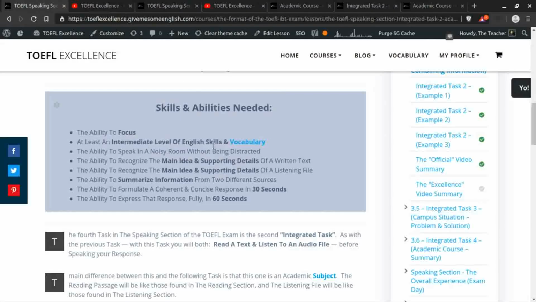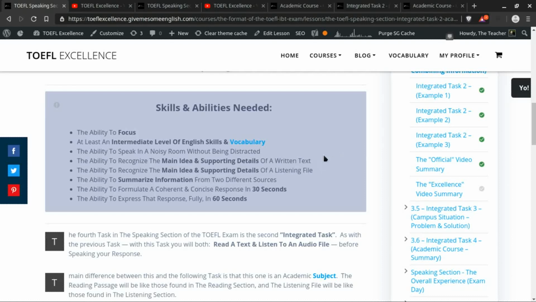You need to have that intermediate level of English skills and vocabulary so that you can comprehend the directions in the exam. And really, if you don't have this, then you not only won't be able to pass the TOEFL exam, but you won't be able to function in an English-speaking university. So you'll also have to be able to speak in a noisy room without being distracted, as I mentioned about remaining focused. You have to have the ability to recognize the main idea and supporting details of a written text.